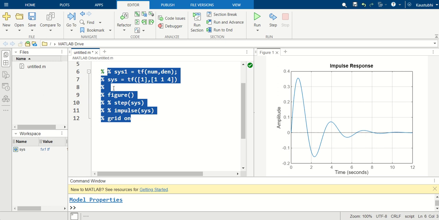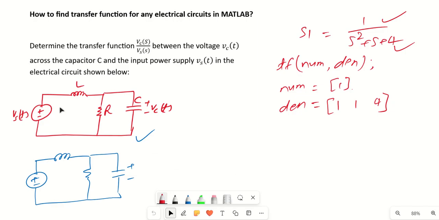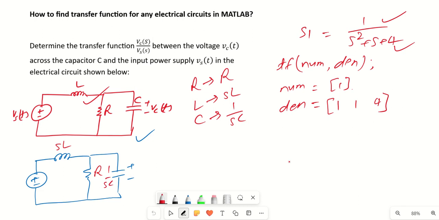Now our aim is to understand how we can find the transfer function of this particular circuit in MATLAB. First of all, we will convert this circuit from the time domain to the frequency domain. You know already that R in the frequency domain is R only, L in the frequency domain is SL, and C in the frequency domain is 1 by SC. So we put SL, R, and 1 by SC, and my Vc(t), the voltage across the capacitor, will be Vc(s), and the source voltage will be Vs(s).